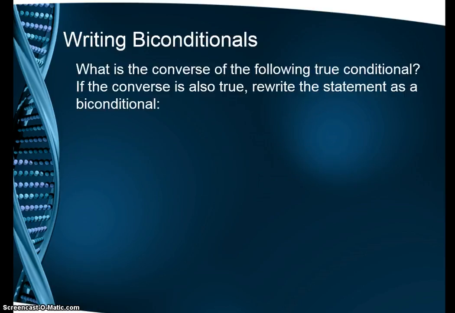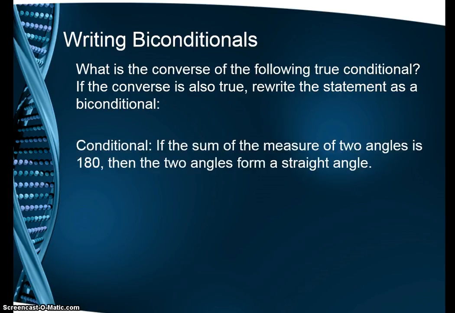So here's an example. What is the converse of the following true conditional? And if it is also true, so we're focusing really on the converse and the conditional. If those two are true, we're going to rewrite as a biconditional. So here's our original statement. If the sum of the measure of two angles is 180, then the two angles form a straight angle.